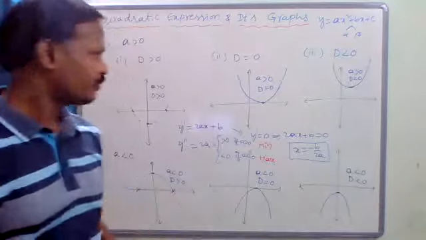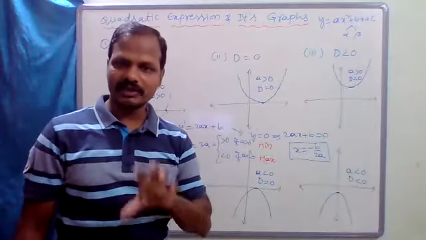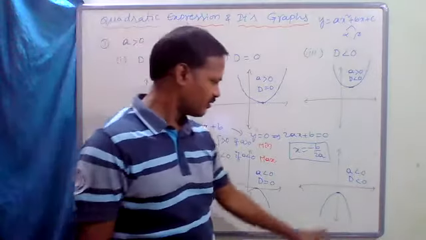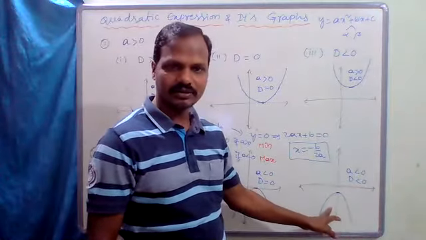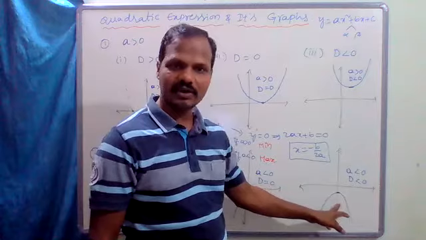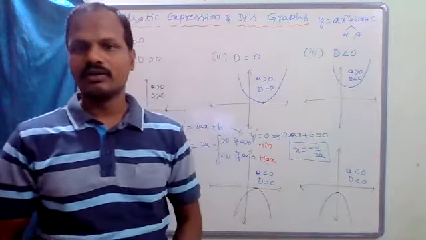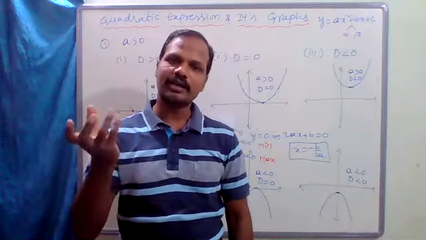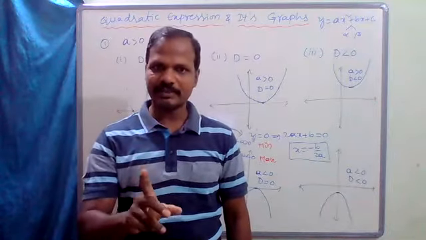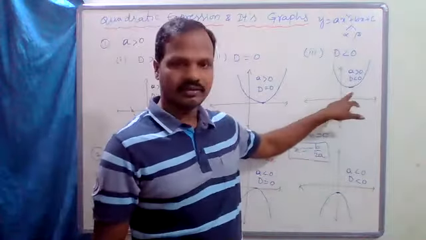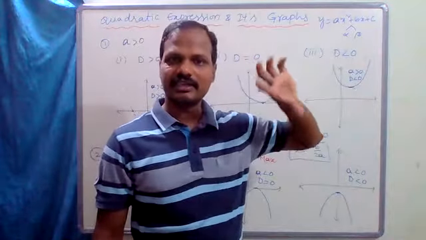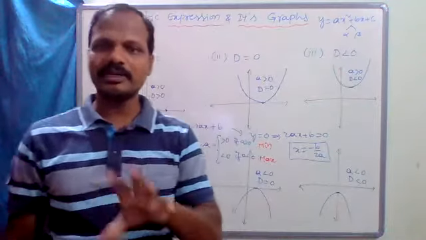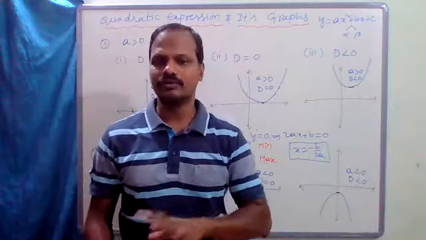Next, suppose the given quadratic expression is strictly less than 0. Strictly less than 0 means the graph is like this. In this case, a is less than 0 and d is less than 0. So when the given expression is completely positive or completely negative, the discriminant must be less than 0.